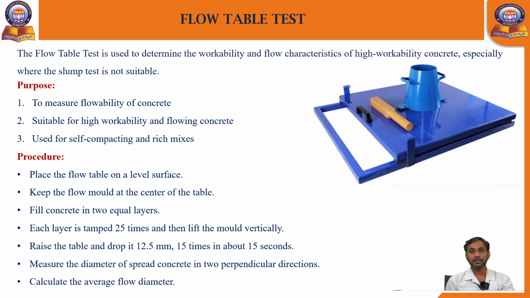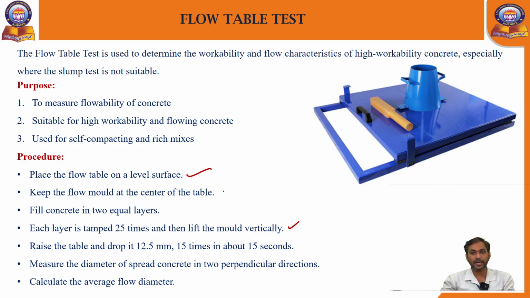And the procedure: first, place the table on a level surface. Okay, this is the table, we have to place it level. Next, keep the flow mold, the slump mold, at the center of the table. Fill the concrete in 2 equal layers. If you are taking a slump cone, fill the concrete in 3 layers and each layer is tapped 25 times, and lift the mold vertically.